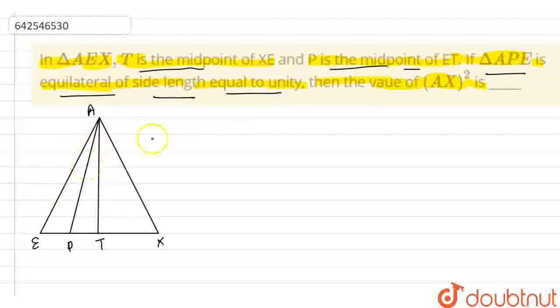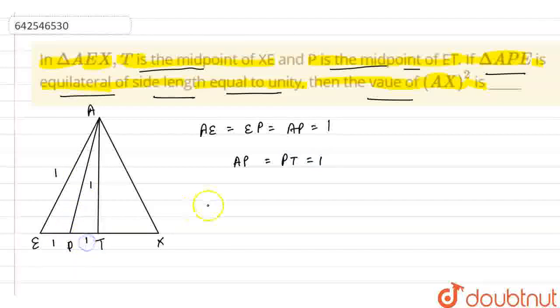Now triangle APE is equilateral with side length equal to unity. So the triangle APE is equilateral, so each side here is 1, 1 and 1. So we have to find out the value of AX square. Now in the given question, AE is equal to EP, which is equal to AP, which is equal to 1 here. So AP is equal to PT, which is 1. So the value of AP and PT is also 1 here, and this value is also 1 here.